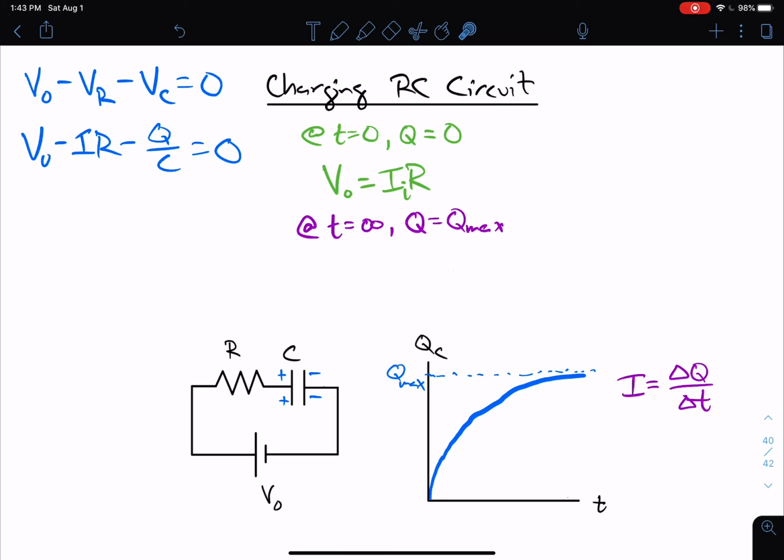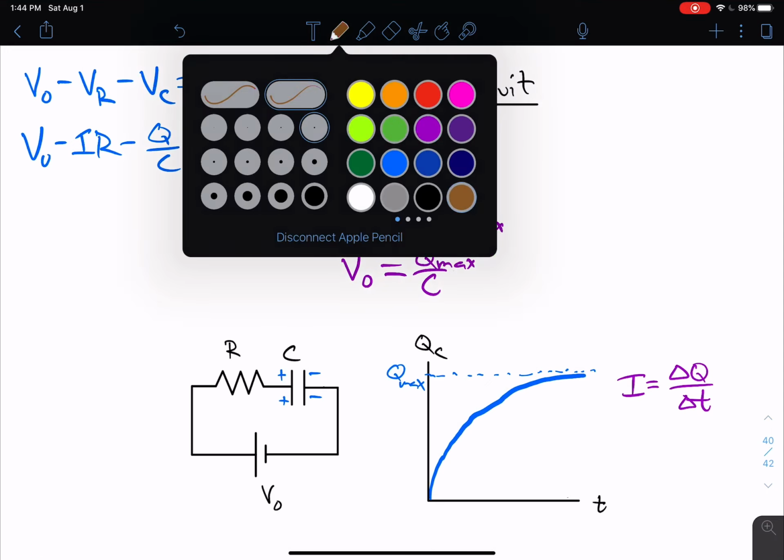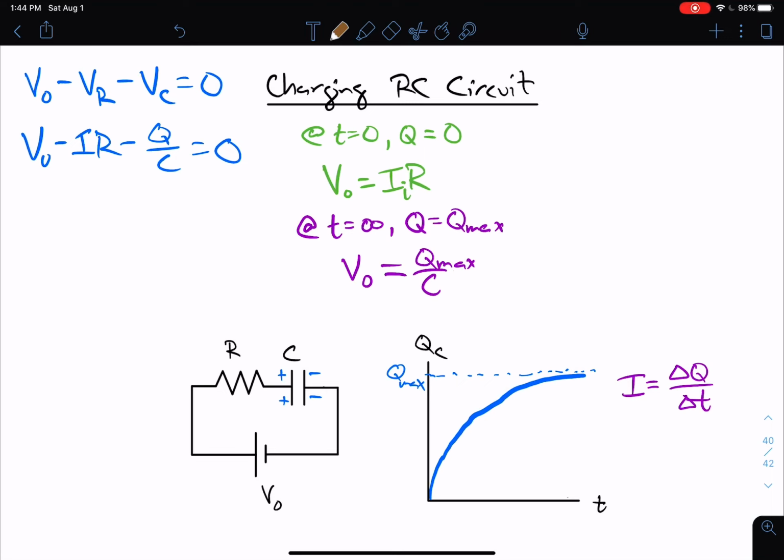That means after an infinite amount of time has passed, this term goes away. This is 0, and so what I'm left with is V naught minus Q over C. Of course, that just equals 0, so I'll set them equal to each other, and the Q is really Q max. So I've got these relationships that I can get by looking at t equals 0 and t equals infinity. If you use calculus, you can go through and derive the relationship for the charge on the capacitor. It turns out to be this.